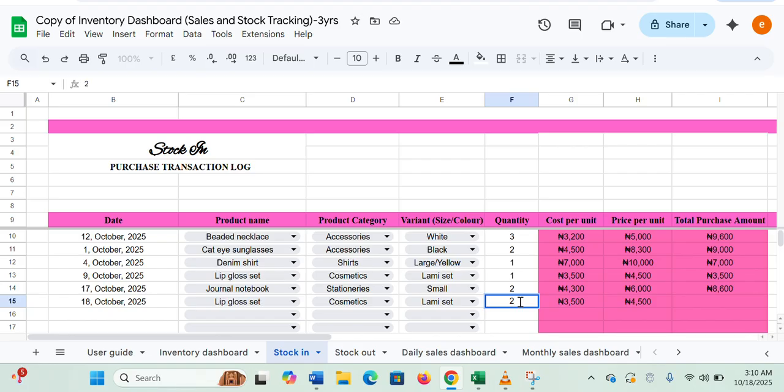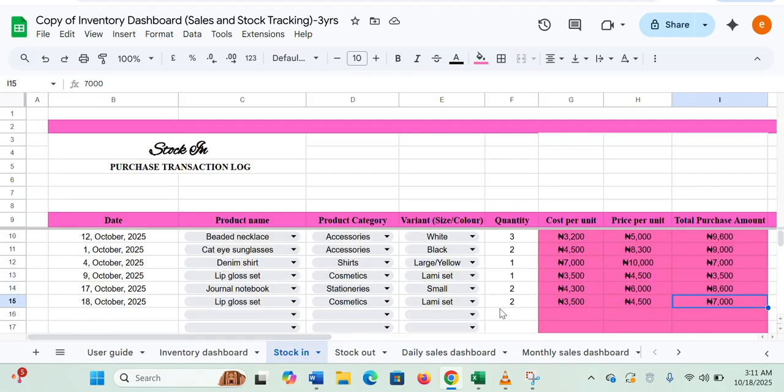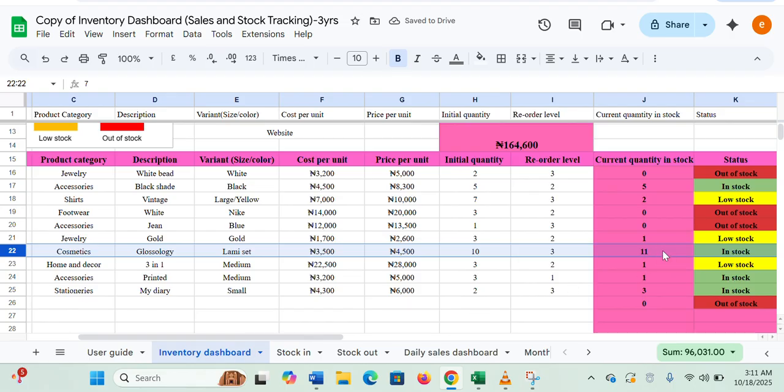But let's say, for example, you just bought two more pieces. Again, please note, when you input two, it automatically calculates 2 times 3,500, because that is your cost per unit price. So you bought one for 35 and you are buying two times 2, that is 7,000. When you enter it, it automatically inputs the value here. But now let's go and look at, for example, Lamy set was 10 before. Do you remember? But because we've added 2 to it, it automatically adds up 10 plus 2, which is 12. But let's say, for example, let's take a very quick note of that. I want to restock one, not two. We are expecting that it has deducted to 11 minus 1.